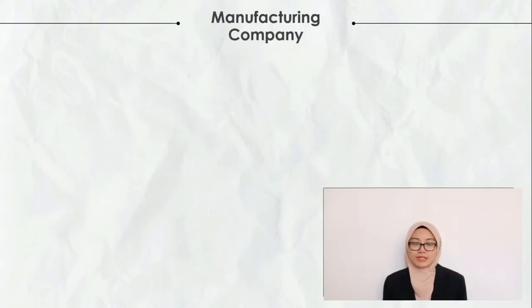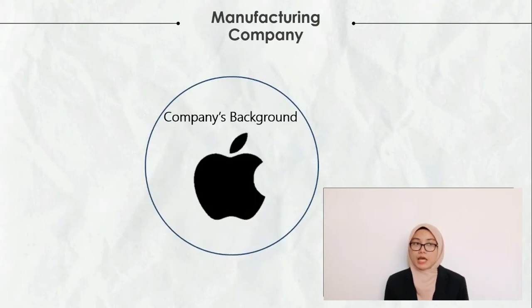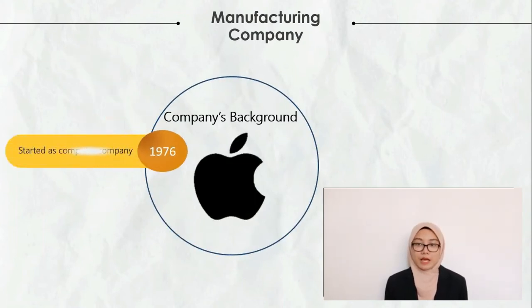I would like to present the example of value chain analysis for a manufacturing company. So the manufacturing company that I have chosen is Apple Incorporation. Basically, Apple started in 1976 as a computer company, but in the last decade, Apple has expanded and specialized much more than just a computer.